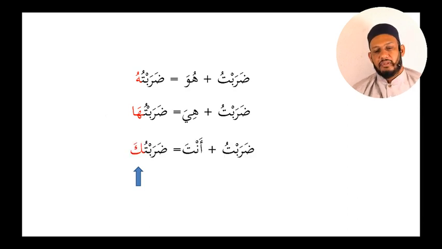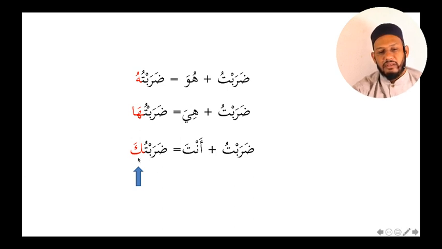Next one. Darabtu anta. Darabtu means I hit. So what does darabtu anta mean? Darabtu anta means I hit you. So the ka there is the attached form of anta. In other words, when I have anta on its own, I write anta. When I attach it to a word, it becomes ka.